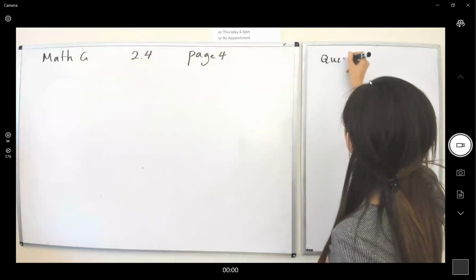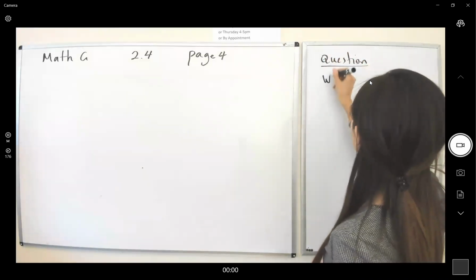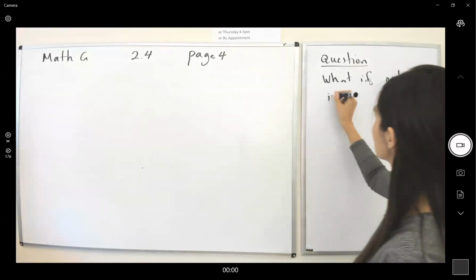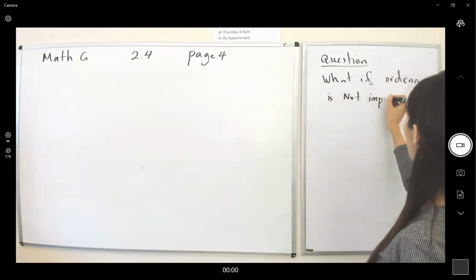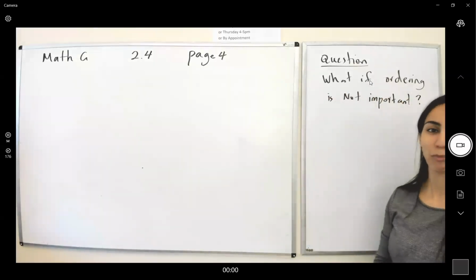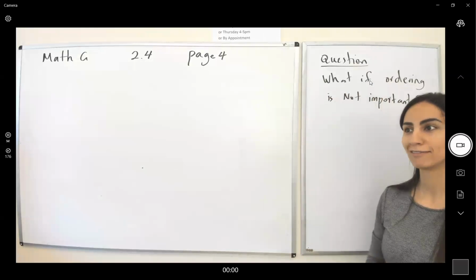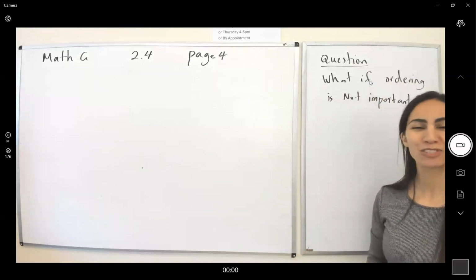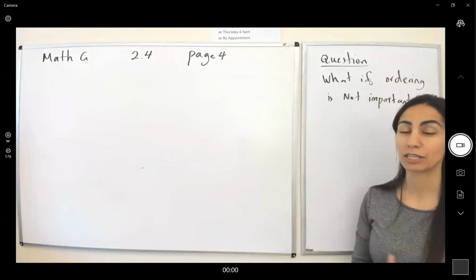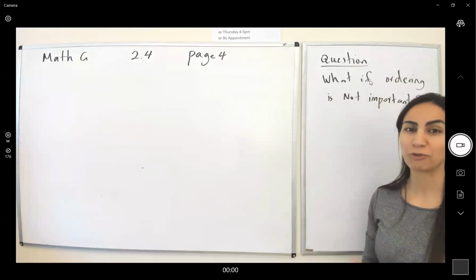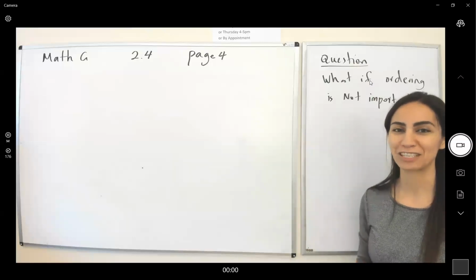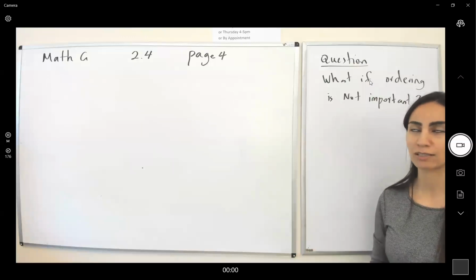So, question. What if ordering is not important? Do we get the exact same number of ways of arranging objects? Again, arranging objects, ordering objects, we know that they are equivalent to each other. So how many ways we can select those and just form a collection or subset of those objects or numbers?